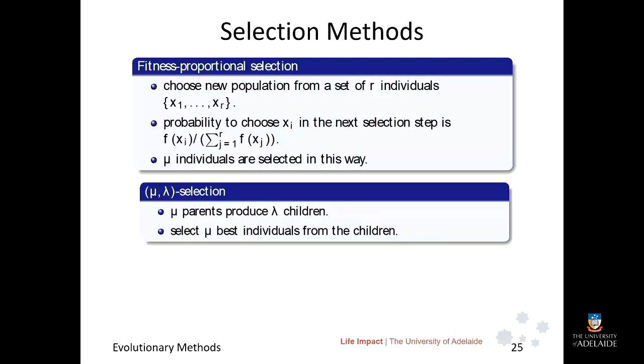You can do mu comma lambda selection. Mu usually stands for the parent population size, lambda for the offspring population size. So mu parents produce lambda children, and then you select the best mu individuals from the children. You totally forget about the parents. This one is not looking into the parents at all.